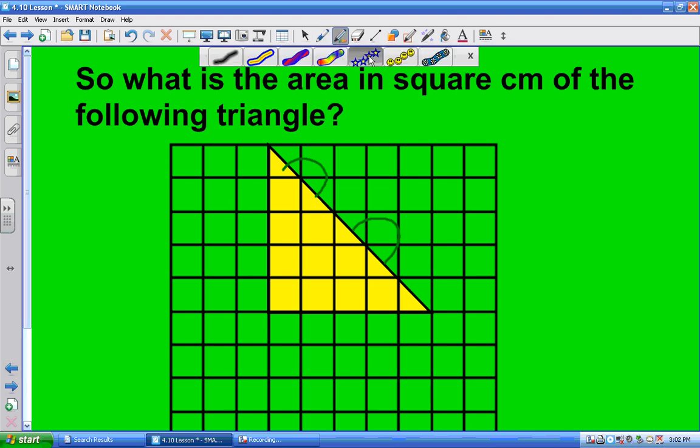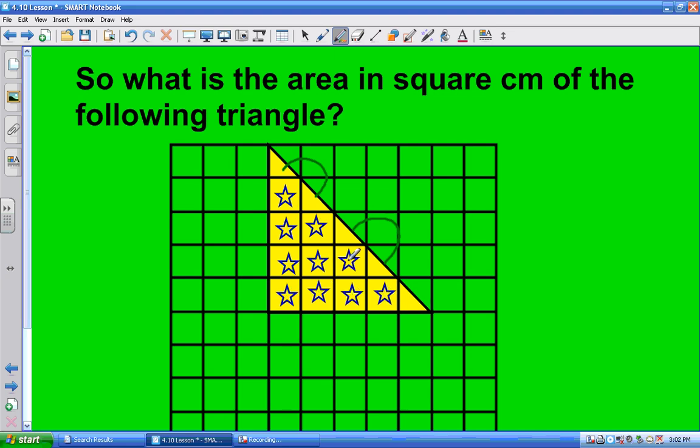And I'm going to count with stars. So I got 1, 2, 3, 4, 5, 6, 7, 8, 9. We have 10 whole squares. You with me so far? Yeah. So far I have a total of 10, right?